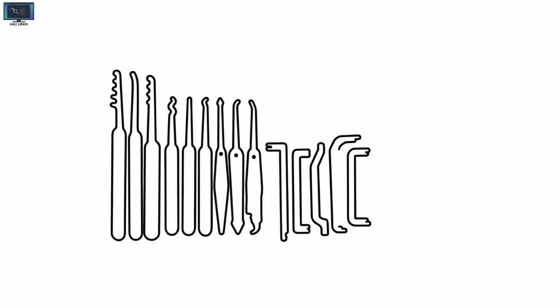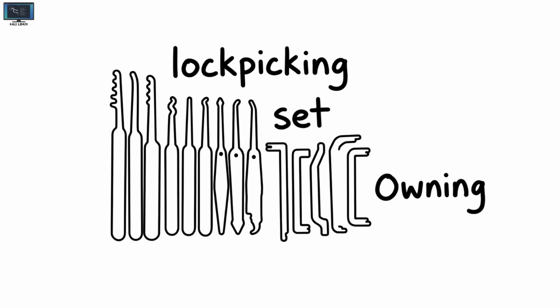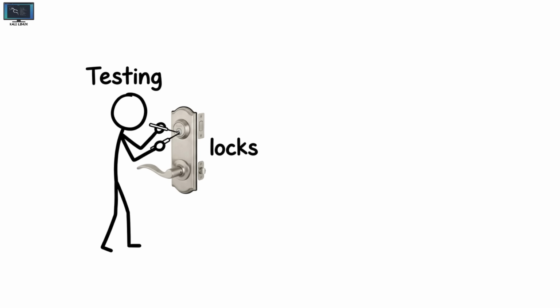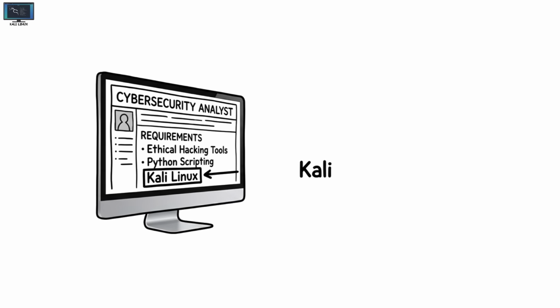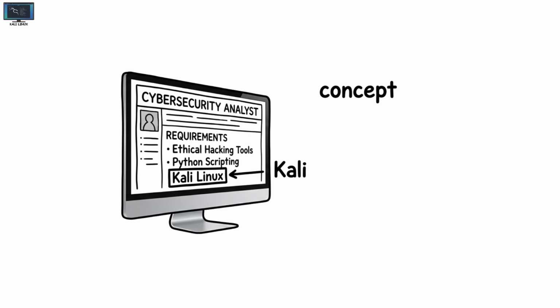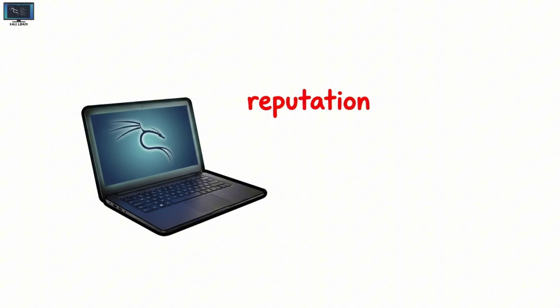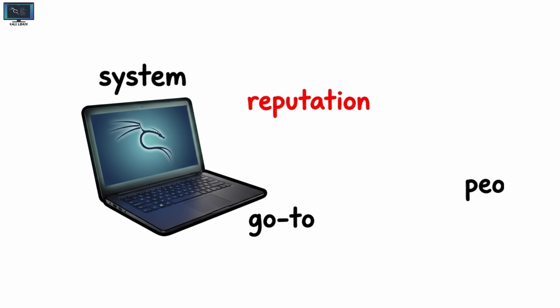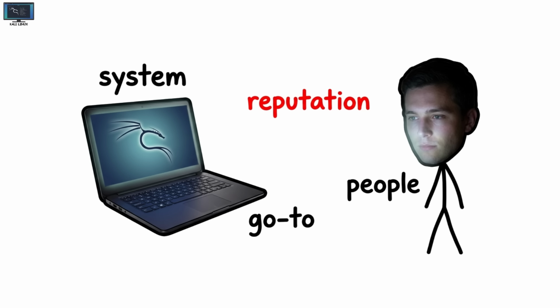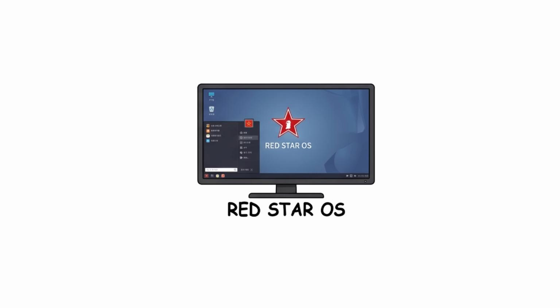Think of it like a lockpicking set. Owning one is legal. Testing your own locks is legal. Breaking into someone else's house is a felony. Kali is the same concept. Most cybersecurity job listings expect candidates to know it. But it has a reputation because it is also the go-to system for people who want to do things they should not.